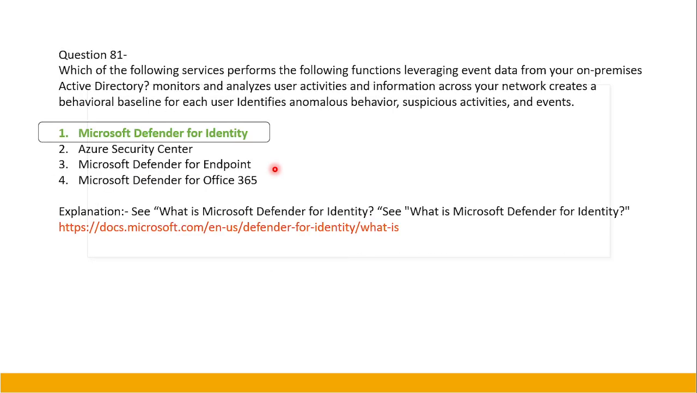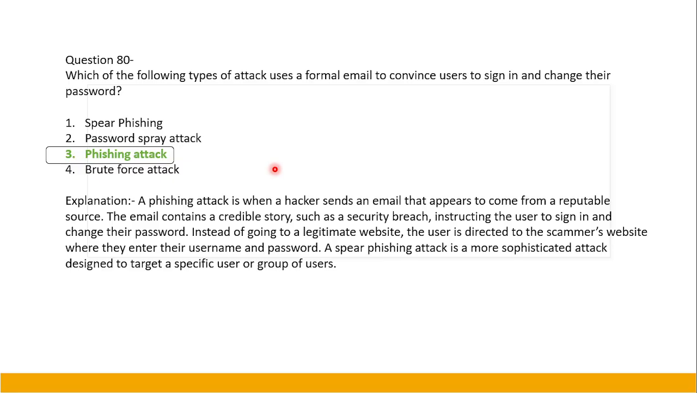Question 80. Which of the following types of attack uses a formal email to convince users to sign in and change their password? The correct option here is phishing attack. A phishing attack is when a hacker sends an email that appears to come from a reputable source. The email contains a credible story such as a security breach, instructing the user to sign in and change their password.